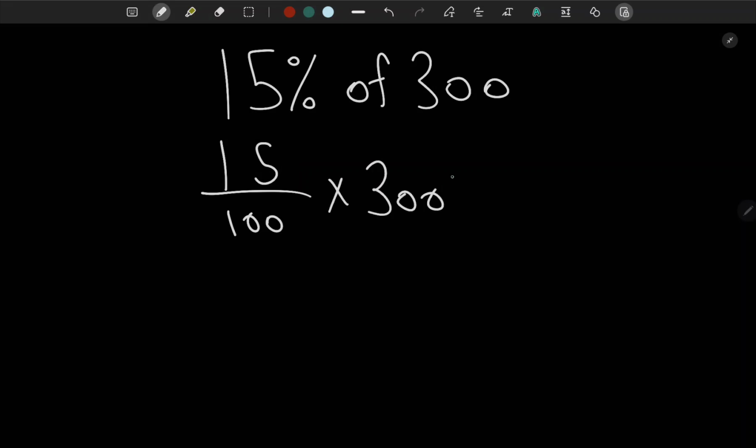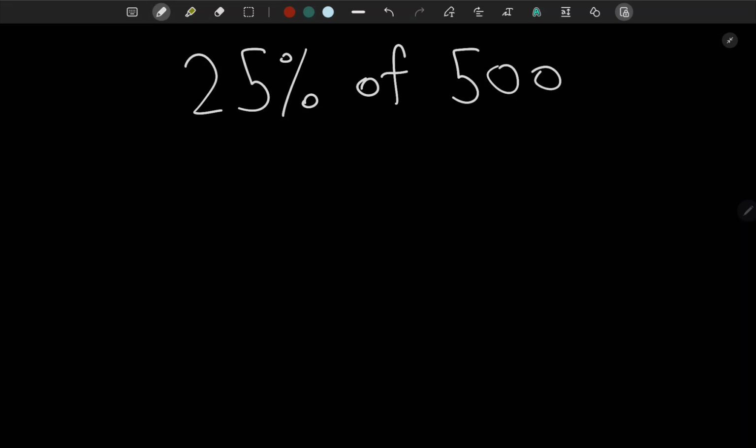times 300. So that will be the 15% of 300. Now if we simplify this by cancelling the zeros here, what is left is 15 times 3, which is 45. And that is it. 45 is 15% of 300. So you can pause the video and try to do this example yourself.